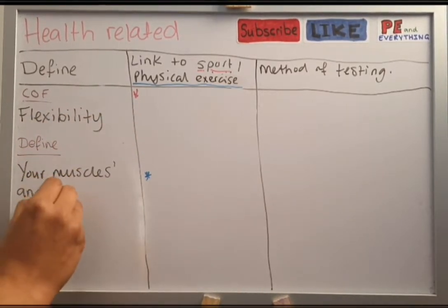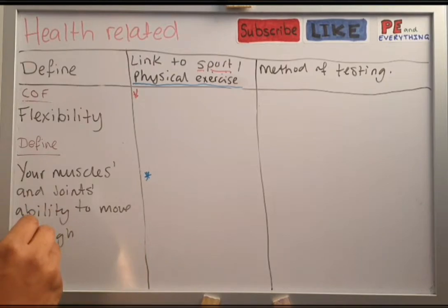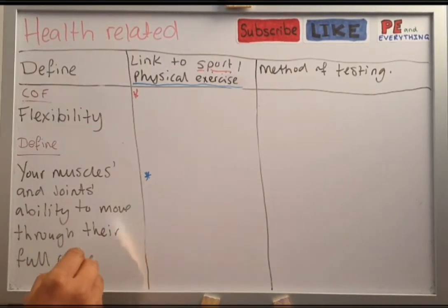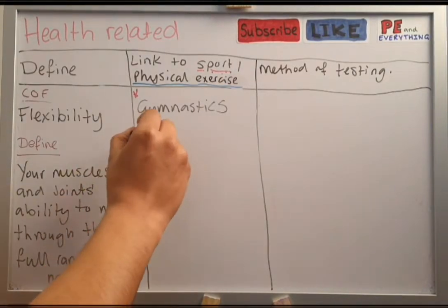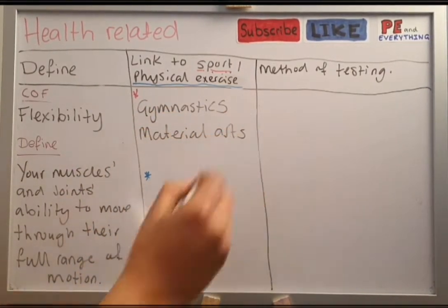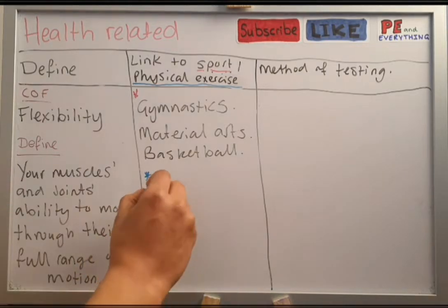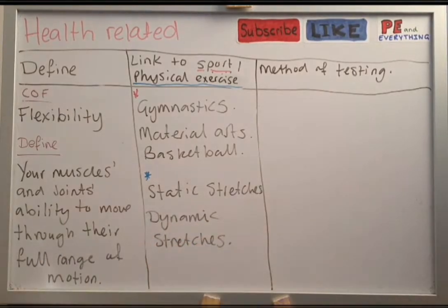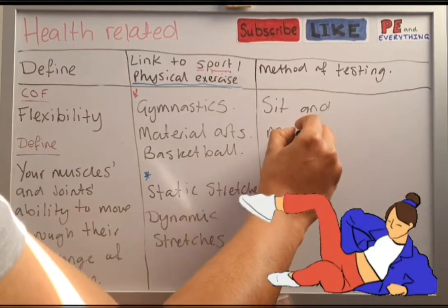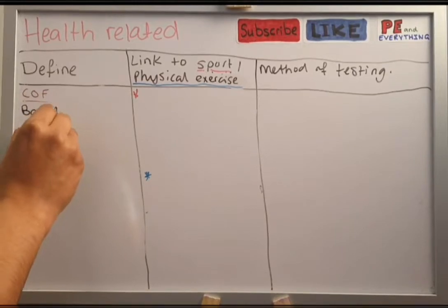Next we have flexibility, okay? Flexibility. This is defined as your muscles and joints' ability to freely move through their full range of motion, okay? Moving freely in their full range of motion. If I was going to link this to sport, you could say obviously gymnastics. A lot of events require flexibility, and other sports like martial arts and basketball also require flexibility within their movements. Okay, if I wanted to improve on my flexibility, I could do static stretching, which is holding the stretch, and I could also do dynamic stretching, which is moving whilst on the go.